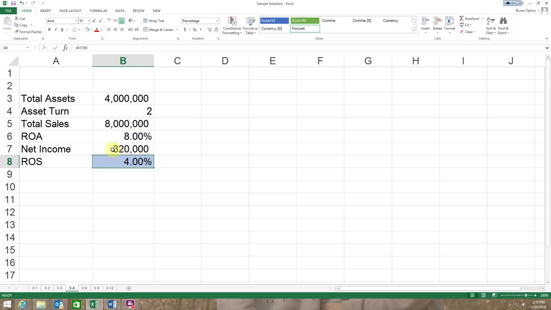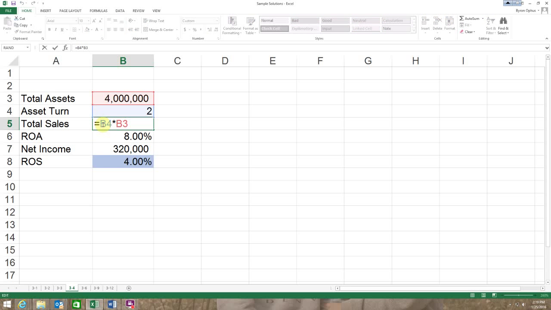Okay, so now I know what my net income is, and I calculated what my sales were, because that was just my asset turnover times my total assets. And so my net income divided by my total sales should give me my return on sales then, right? So this is just simply equal to my net income divided by my total sales. Hit enter, and voila, 4%.